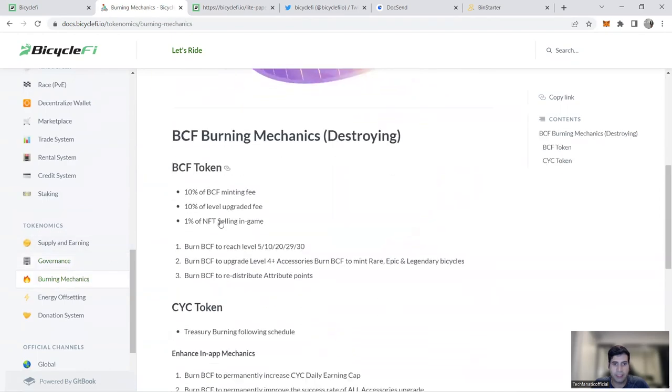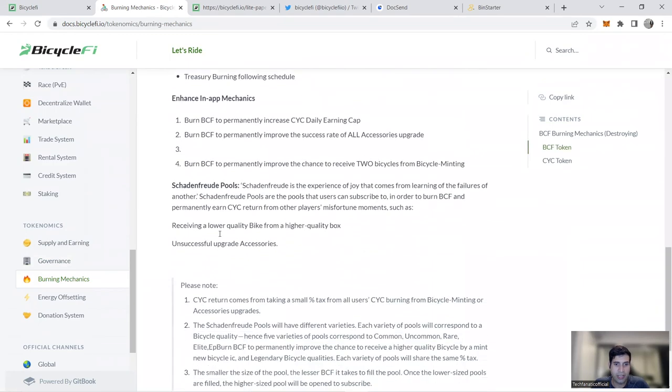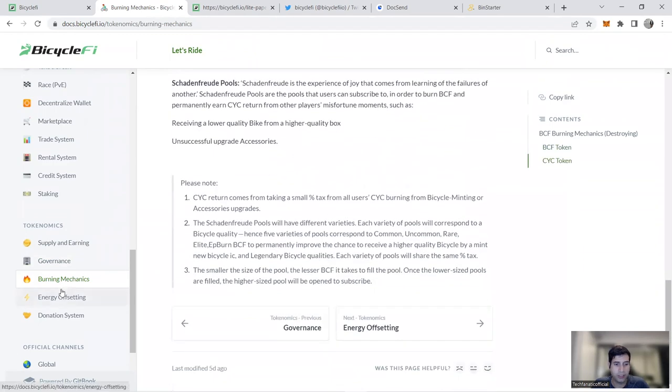They have a burning mechanism, as I mentioned, on the levels that you have to make sure the token will be deflationary.